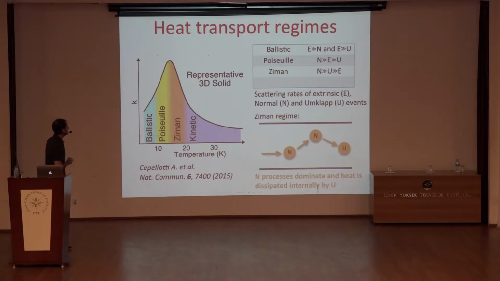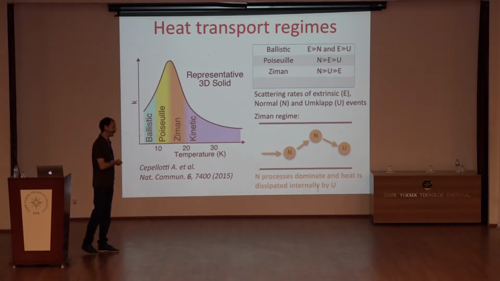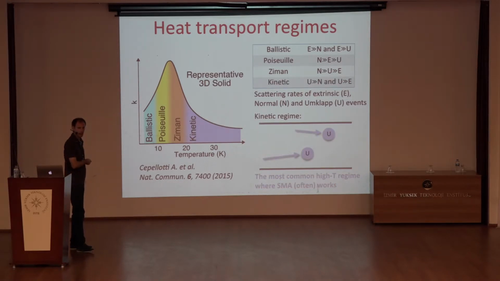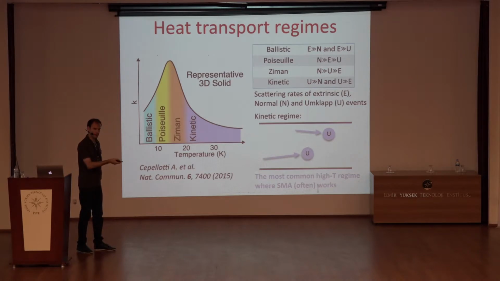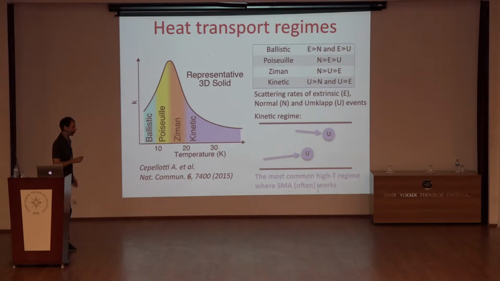If you continue increasing the temperature, you end up in a Ziman regime, where the walls of the pipe are not felt anymore. You still have a lot of normal processes, but now the heat flux dissipation is contributed to by Umklapp scattering events. Eventually you end up in a kinetic regime, where you basically only have Umklapp processes, so as soon as a phonon has a scattering event, the heat flux is quickly dissipated. That's also typically where you expect the relaxation time approximation to work.